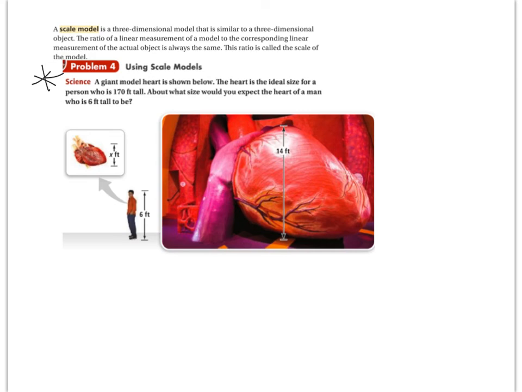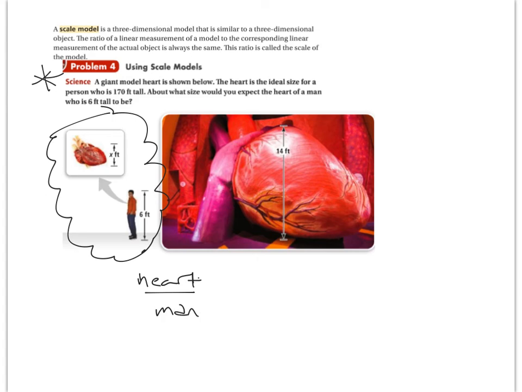So if I first take a look at this and come up with a little bit of a ratio, right now this heart, so if I set this up as heart to man, the actual human heart is what we're trying to find, and the man is 6 feet tall. The model that we see, that heart is 14 feet tall, and it said in the reading that the person would be 170 feet tall. So I want to put 170 there. So this is feet down here and feet up here, but it's heart to man, heart to man.